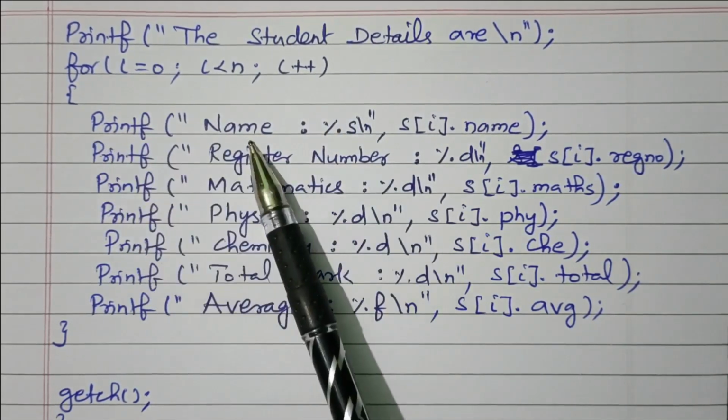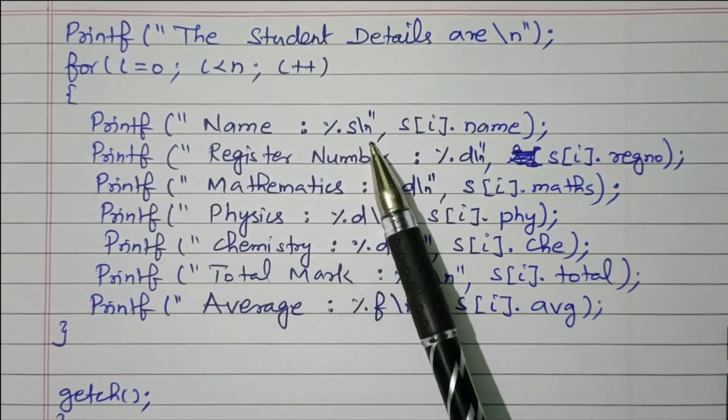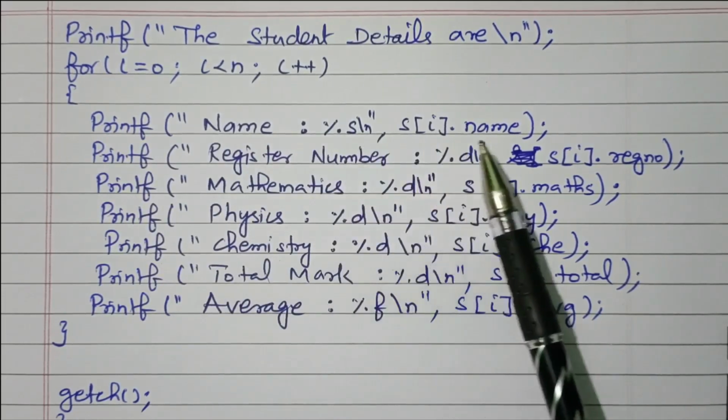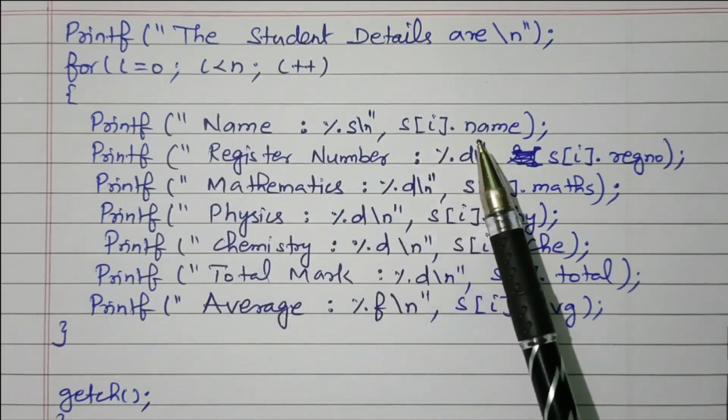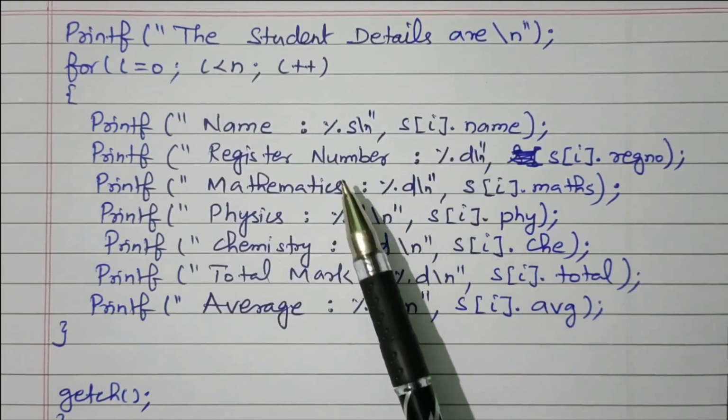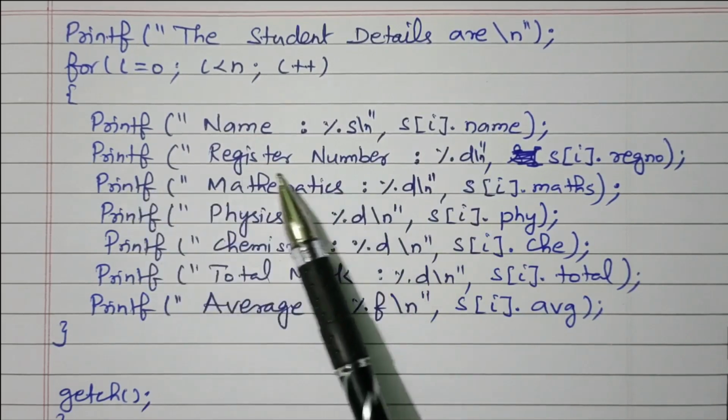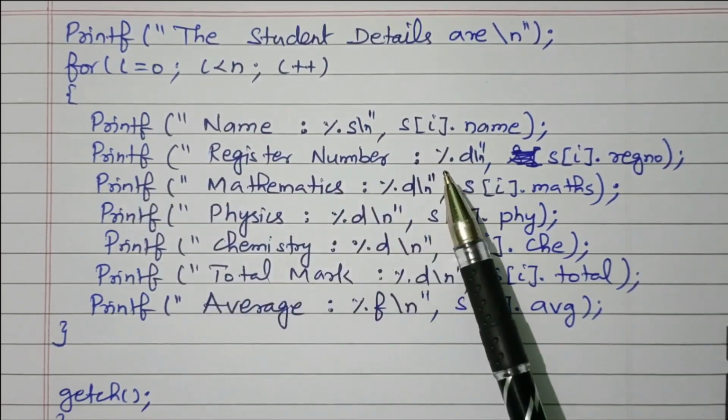Printf "name colon percentage s \n", s of i dot name. The i is initially 0, so s of 0 dot name. The first student's name will be printed here. Then printf "register number colon percentage d".